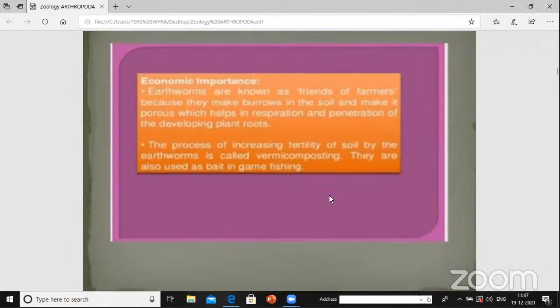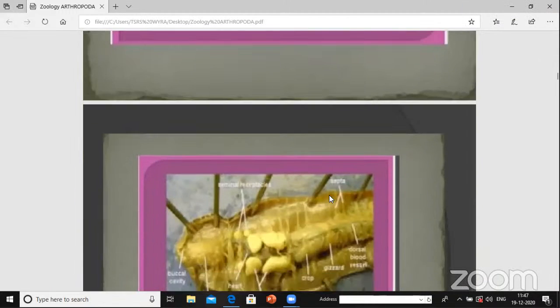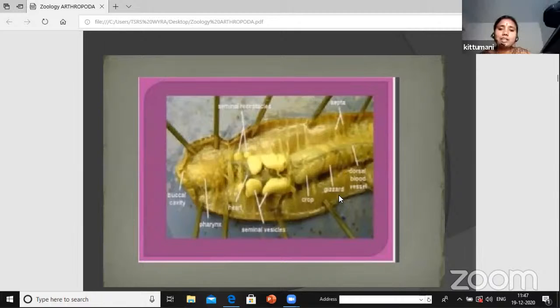Okay, next, this is the real view of the earthworm. In the dissecting mode, we will observe these total parts of the earthworm in real view. It is the buccal cavity. First, next it leads into the pharynx. Then next it leads into the crop. And next gizzard, like that. It is the digestive system.